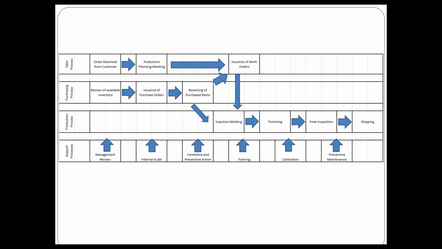But these two processes do meet in the middle. There's a review of purchased items, a receiving of purchased items, and then that feeds into the sales process to issue the work orders. And then both processes, of course, flow down to the production process. Then obviously on the bottom row, the last lane, we have the support processes that support the system at large.